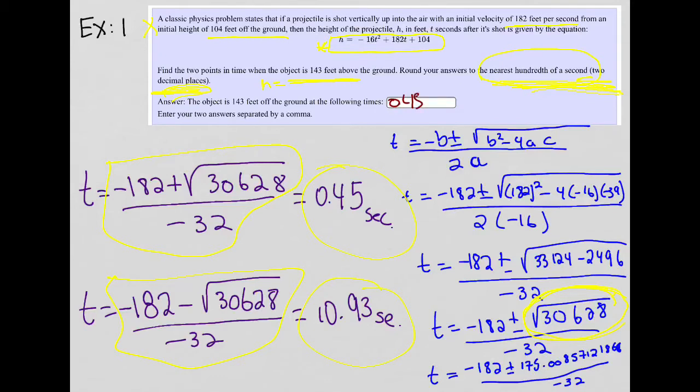That looks bad. Whoop. Try it again. 0.45, comma 10.93. Those are your two answers. Let's see another example.